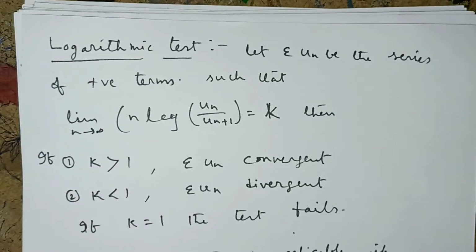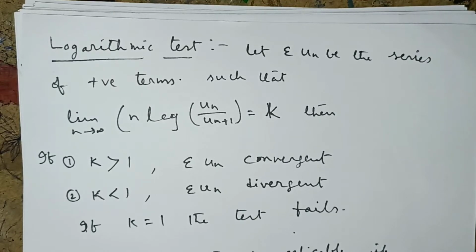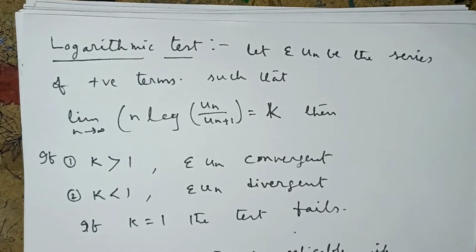Whenever the ratio test fails, or the result of the ratio test, the limit as n tends to infinity of un by un plus 1, contains some e term, either e by x, or ex, or x by e, whatever it contains, then only we have to apply the logarithmic test. First of all, we will see the logarithmic test statement.